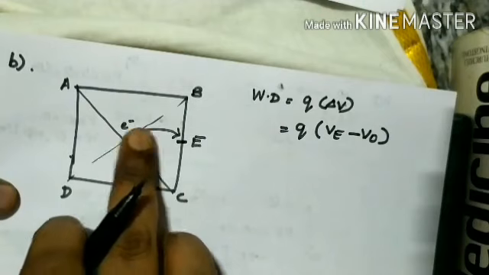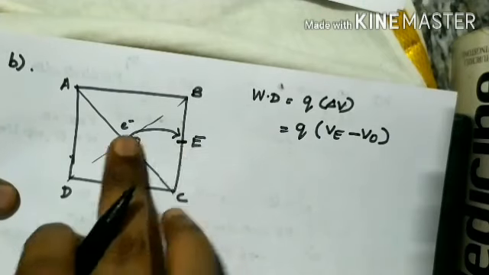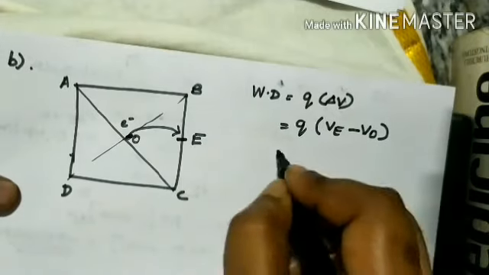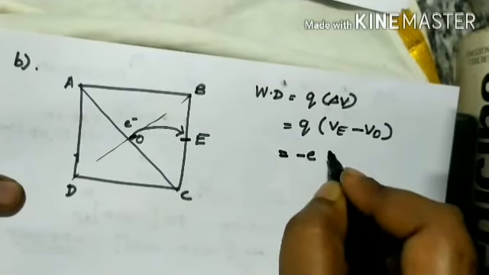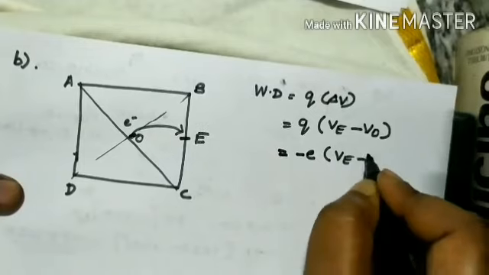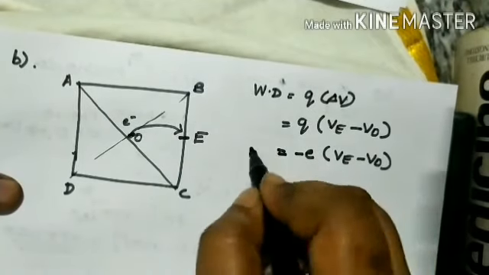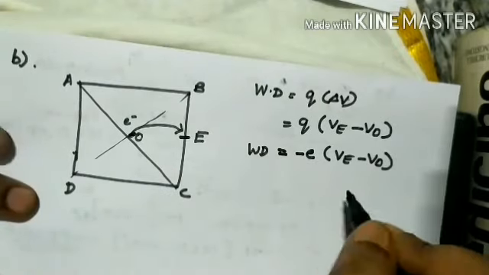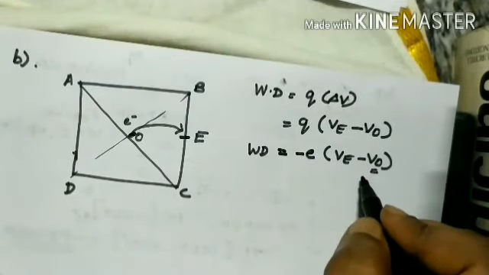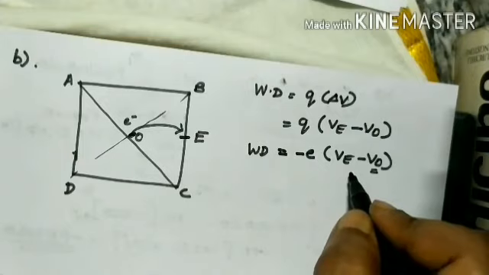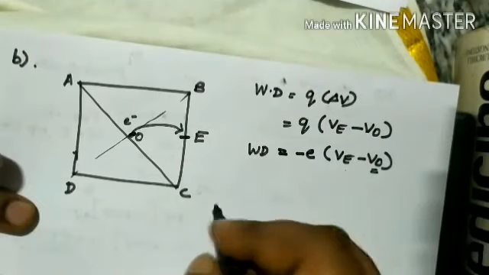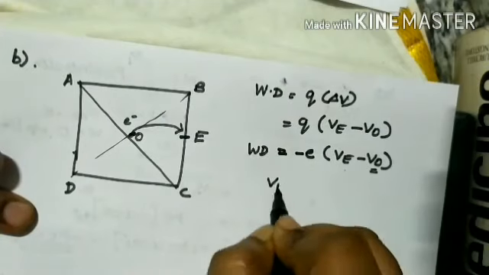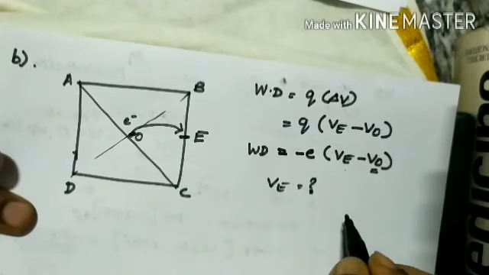When you bring a charge from one point to another, the point where you are bringing the charge is at higher potential. In place of Q, I am supposed to write e, the charge of an electron, times VE minus VO. That is the work done in bringing a charge from O to E. Out of this, VO we found earlier, around 5.14. Now the problem is, what is the value of VE?